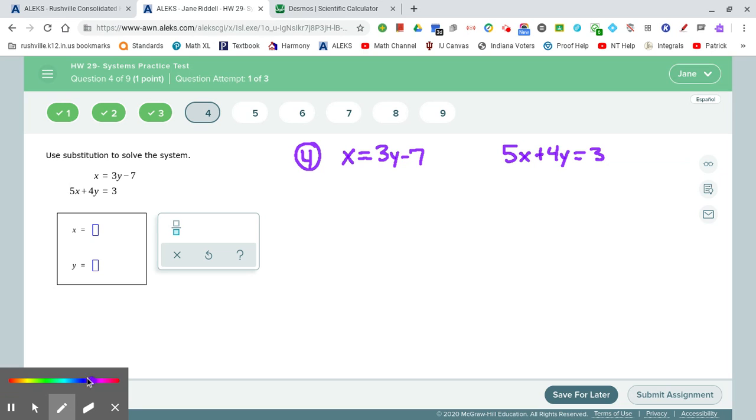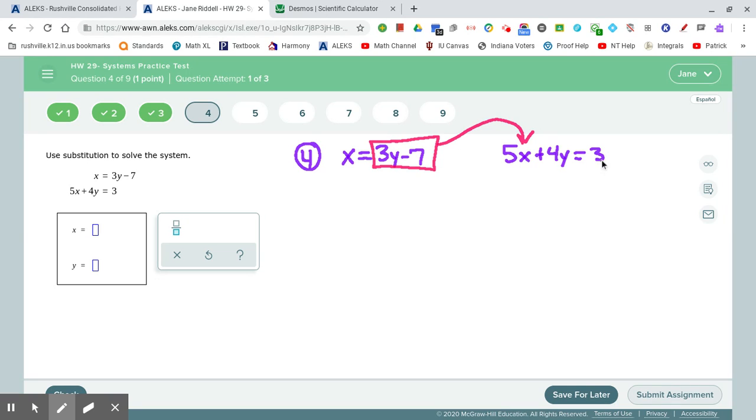Remember that substitution, another word for that is replace. So what that means is we have a variable that is already all by itself in an equation. So the x is already all by itself. It's the same thing as 3y minus 7. So these mean the same thing. So what we can do is in our other equation replace or substitute in for x what it tells us over here that x is equal to.